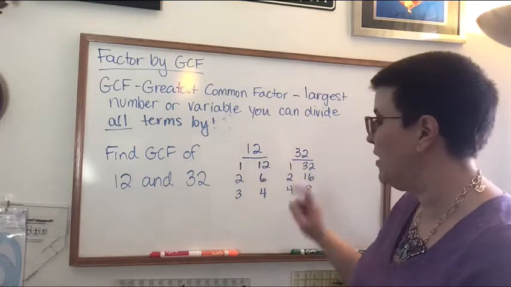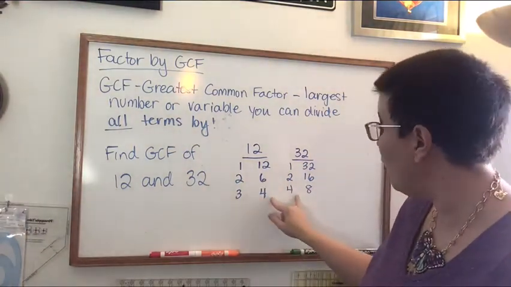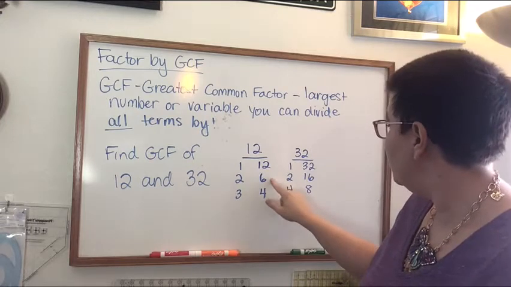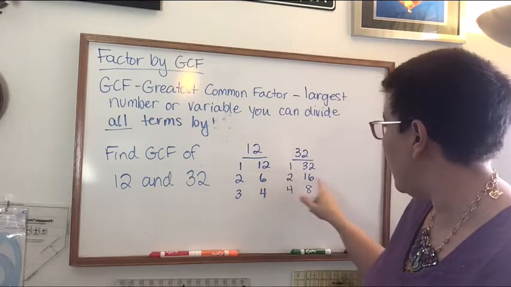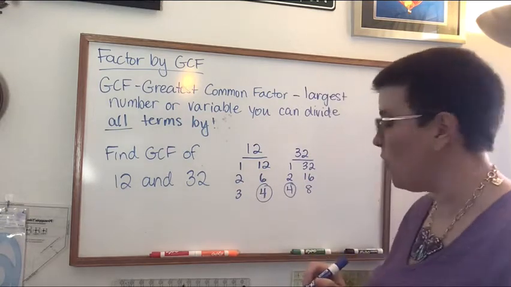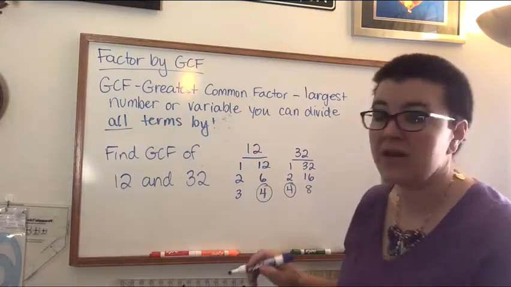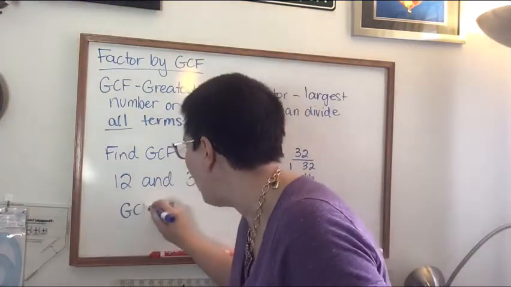They both have a 1 in common. They both have a 2 in common. They don't have a 3. They have a 4 in common. They don't have a 6 or an 8 in common. And so their biggest factor is going to be that common 4. All right, they had a 1 in common, they had a 2 in common, but the greatest number we could divide them both by is 4.